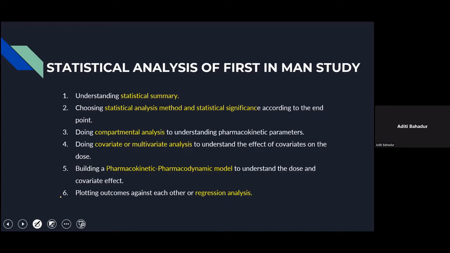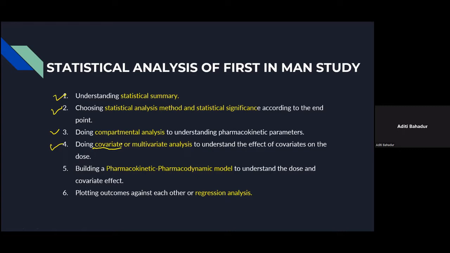And we could also do covariate or multivariate analysis to understand the effect of covariates on the given dose or the drug. Now, what is covariate or multivariate analysis? So, our covariates can be considered as input variables or values that do not have direct effect on the dose, on the drug or the effect.